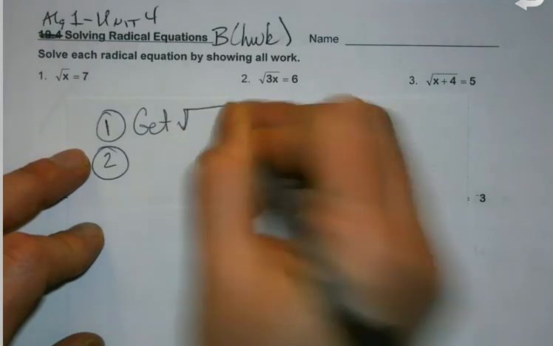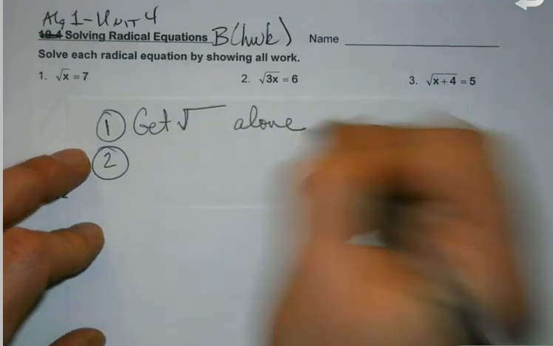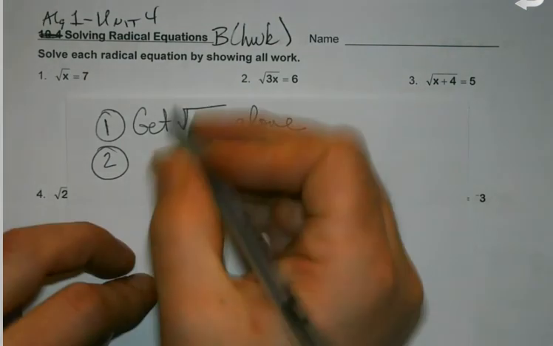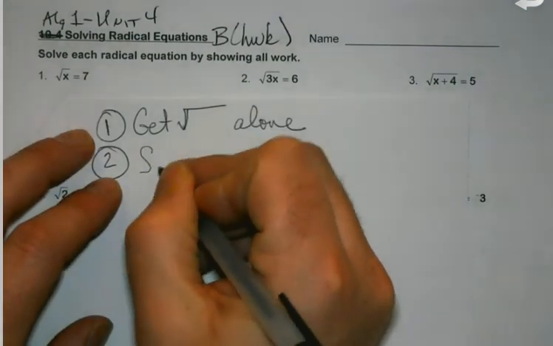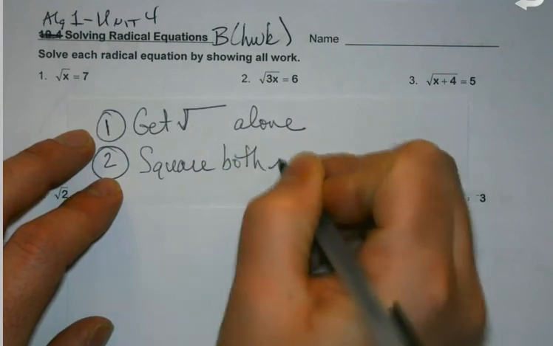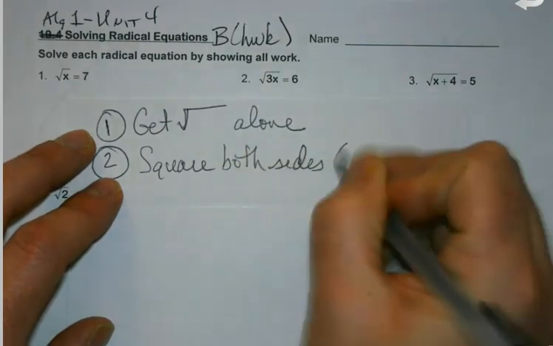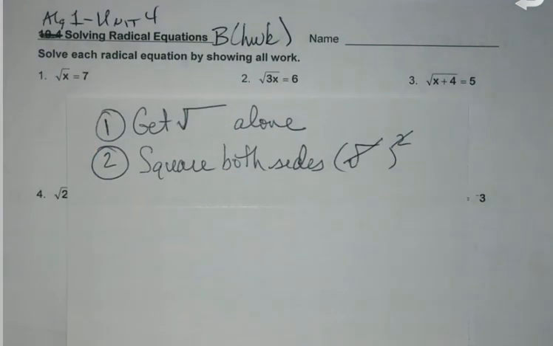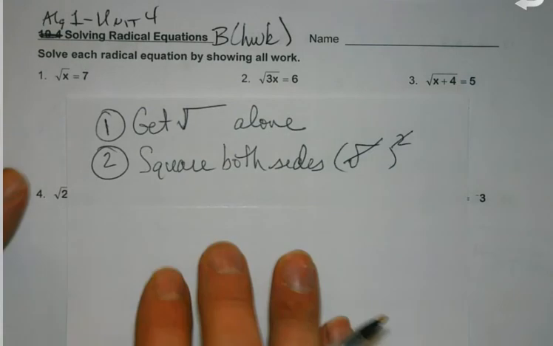My first job is always to get the square root, to get the radical by itself, because then I can deal with it. And then my only other job is to square both sides, because squared and square root cancel each other. They're opposites. It lets me get that kind of radical jail out of there. We're off and running.